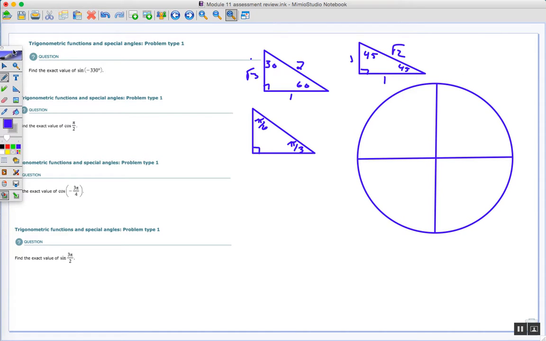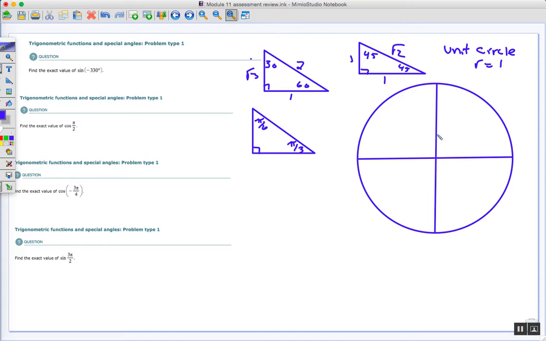We will also be working with our unit circle. So the unit circle has a radius of 1. If I wanted to draw this radius here, call that point x, y, this would be our unit circle.